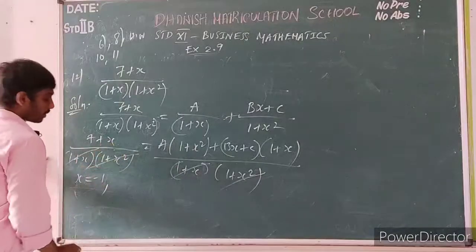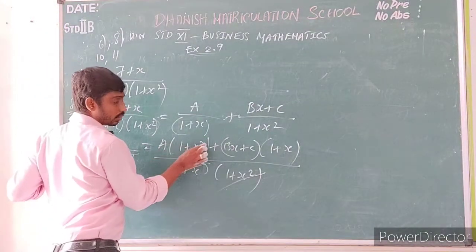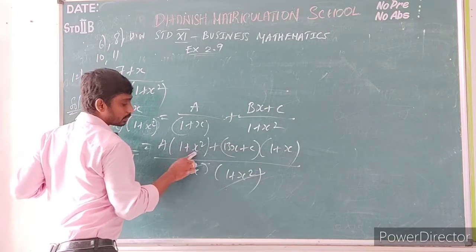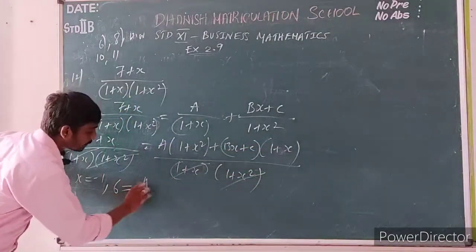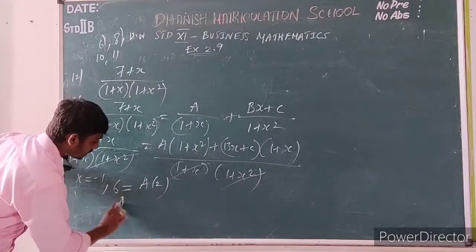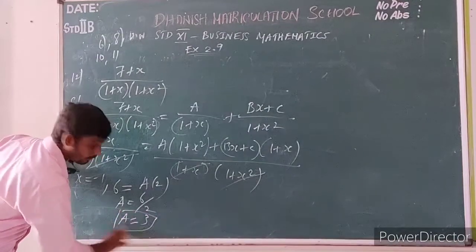Here 7 minus 1 will be 6, equal to, here I am applying minus 1 the whole square, that is 1. 1 plus 1 will be 2. Here I am applying minus 1, the total term will be 0. So a is equal to 6 divided by 2. A is equal to 3.